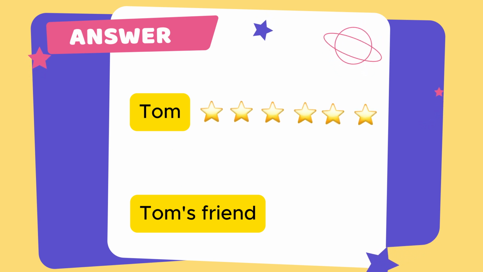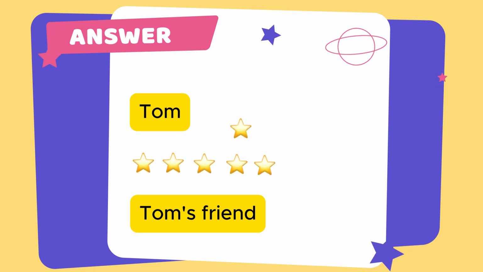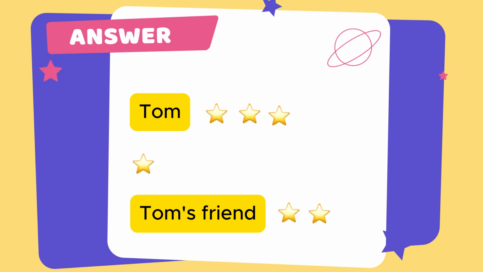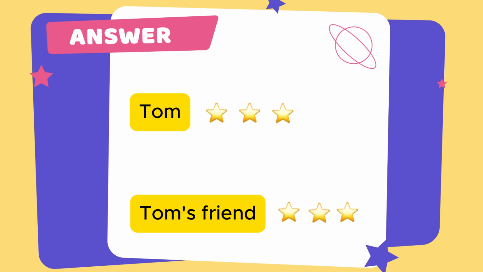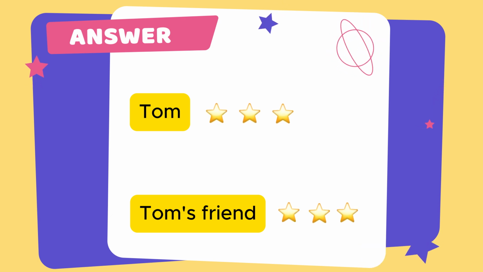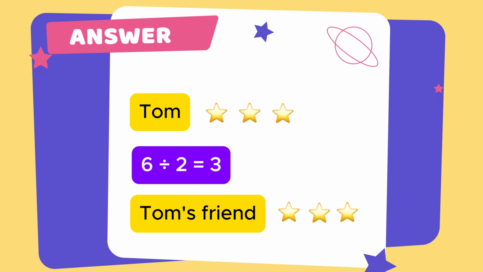Let's count together. First, we give 1 star to Tom and 1 star to his friend. Then another star to both of them, and 1 more star each. Now Tom has 3 stars, and his friend also has 3 stars. So, 6 divided by 2 equals 3.